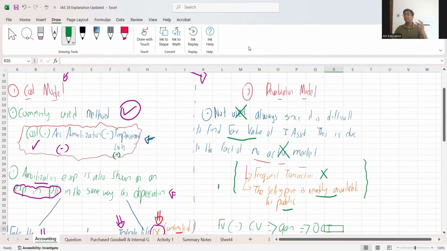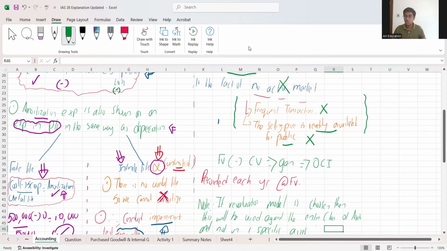See, in terms of intangible assets, take goodwill, take your brand name, take your patents. Do you all think you can directly find out what the selling price is? No, right? KFC's brand is different. McDonald's brand is different. Burger King's brand is different, right? Depending on their brand name and the level of service, these intangible assets will vary. So the selling price is not readily available for the public in terms of your intangible assets. So that is why we do not use the revaluation model in common.